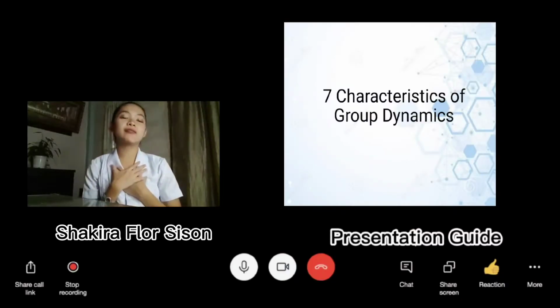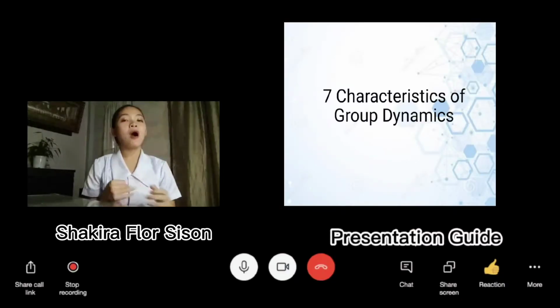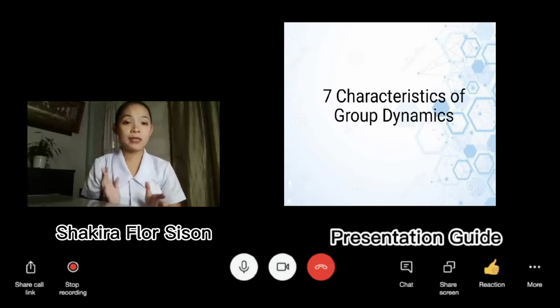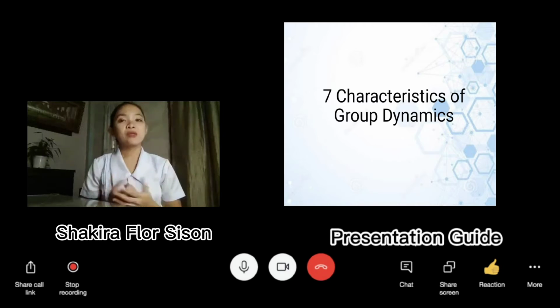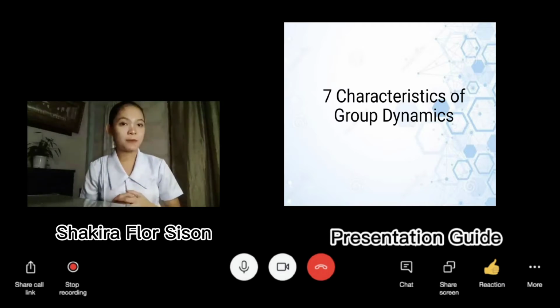Hi, I'm Shakira Flor Pisison, one of the reporters of the 7 characteristics of group dynamics. Now I'm going to explain and elaborate the 7 characteristics of group dynamics. First we have shared purpose, trust and openness, willingness to correct mistakes, diversity and inclusion, interdependence and sense of belonging. We have consensus decision making and participative leadership.